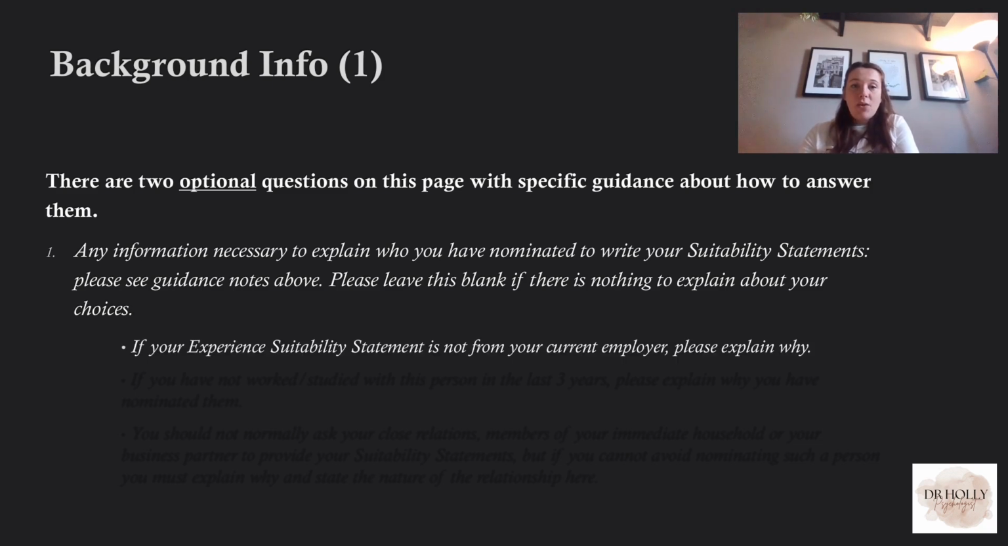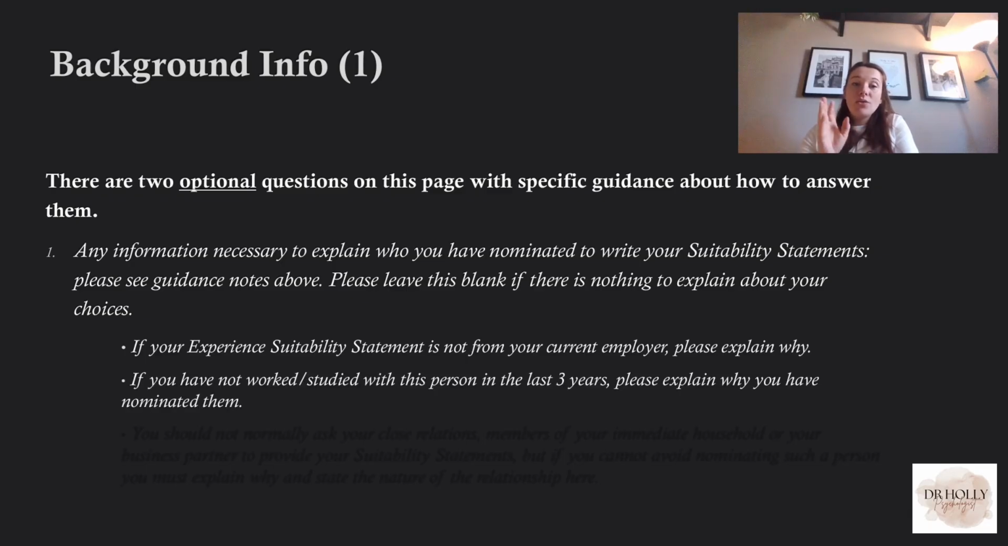However, if your experience suitability statement is not from your current employer, you need to explain why. If you've not worked or studied with this person in the last 3 years, you need to explain why you've nominated them. So that is a new thing, I think, since I applied. But I would have chosen my master's supervisor, and I last worked with her between 2015 and 2016. So that, when I applied in 2021/2020, I would have had to explain that.